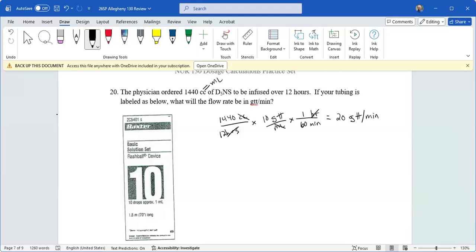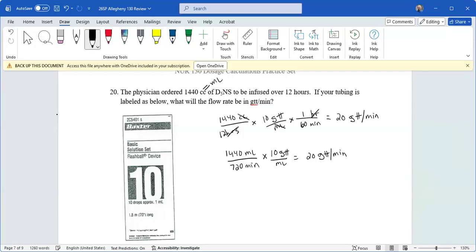When I do this particular problem, before I even write out 12 hours, I just take the 1440 ml and multiply 60 times 12 right off the bat. That way it's one extra step I don't need to think about, because most of you already know how to convert hours to minutes and minutes to hours. You don't need to add that extra dimensional analysis step if you don't want it. And then times the 10, and then you get 20.